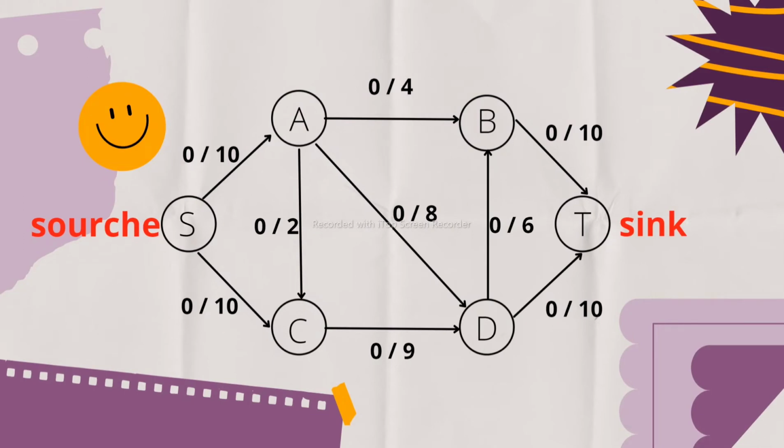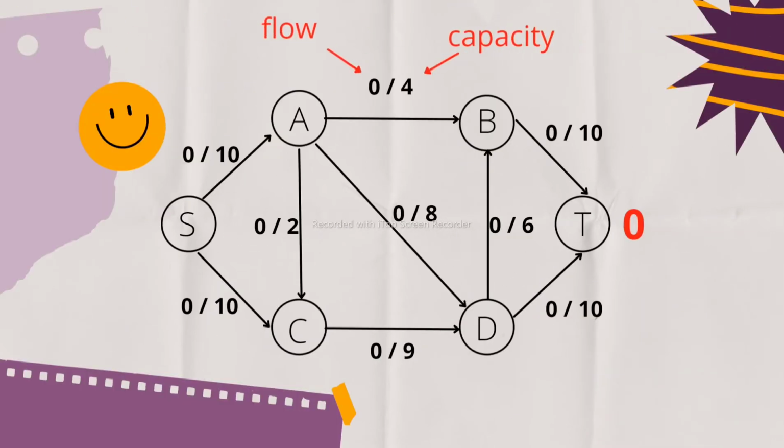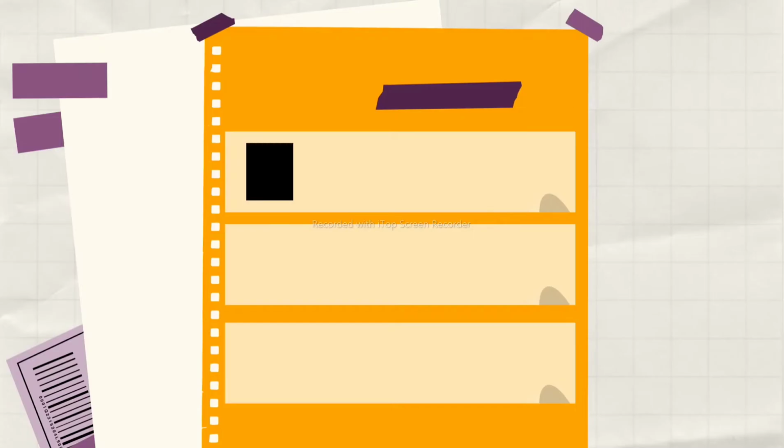Here is the flow network we use. S will be our source and T our sink. We'll start by setting the flow to 0. The number on the left is the current flow along the edge and the number on the right is the total capacity for flow. We're ready to start.